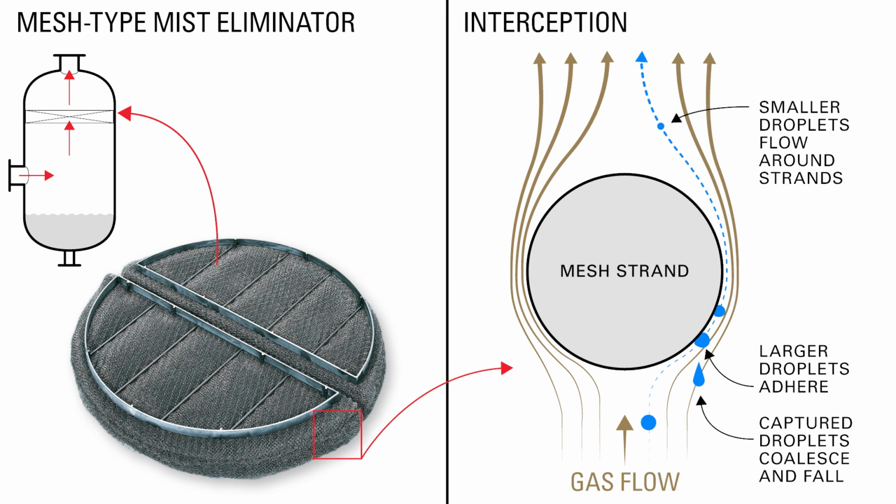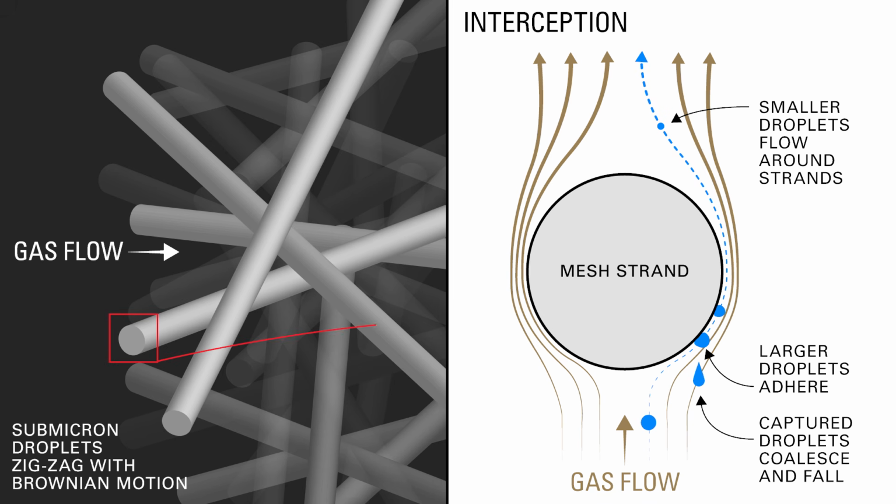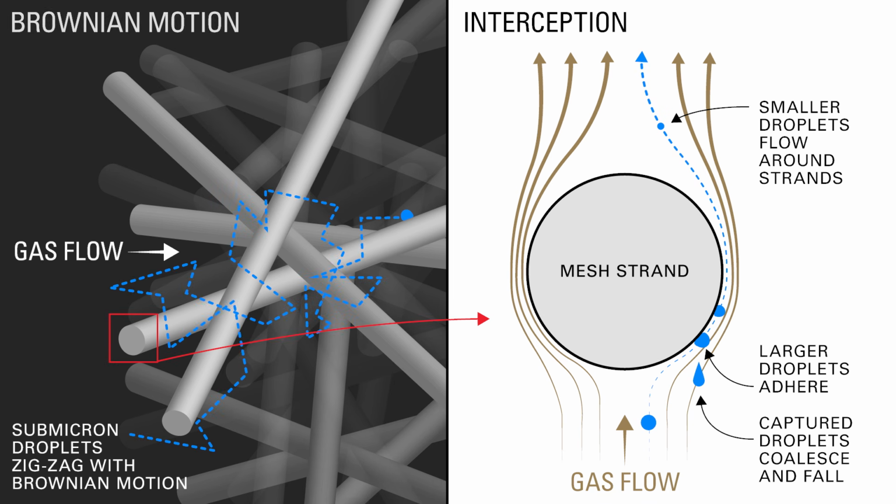Gas must flow around each strand of mesh, and when mist droplets strike the filaments, they adhere and coalesce to form droplets large enough to fall. Submicron droplets are forced to zigzag through the closed-packed fibers with Brownian motion and will eventually strike, adhere, coalesce, and drain.